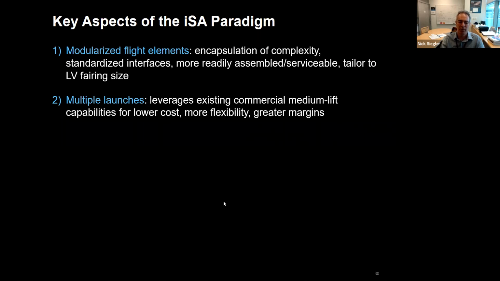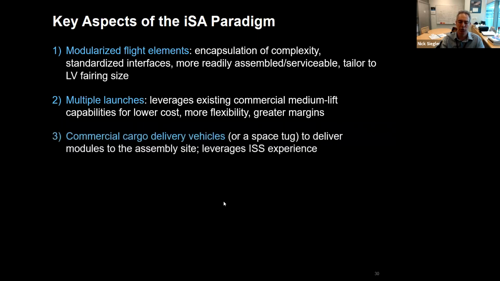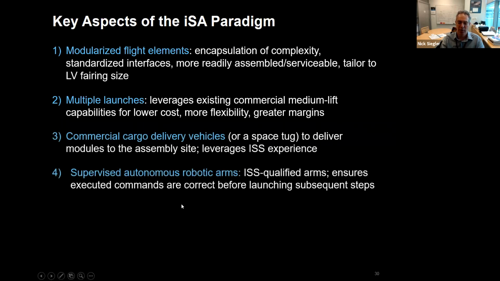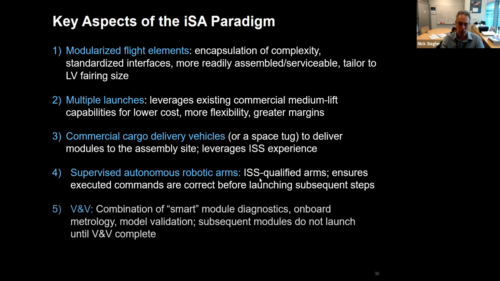So modularization and multiple launches opens up the door for so many other aspects of in-space assembly, like using the commercial cargo delivery vehicles. Supervised autonomous robotic arms are the other important part, because these Legos have to be put together. Now V&V is going to be different, because we're going to be doing a lot of V&V in space. There'll be a lot of V&V on the ground before we even allow the modules to be put into a rocket, but now we have to be different. We will be different in how we do our V&V program.